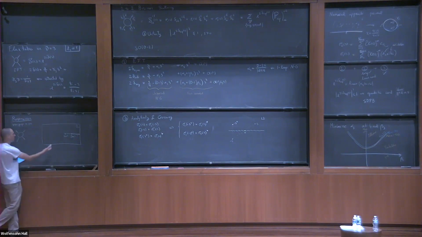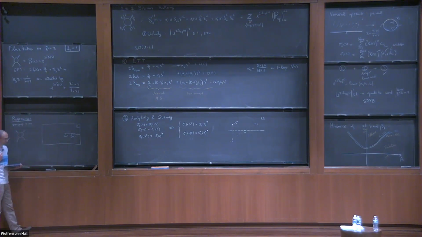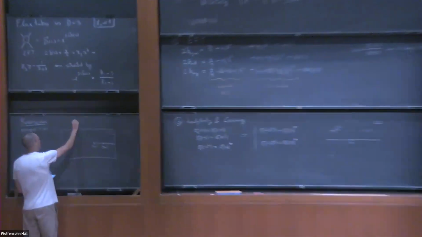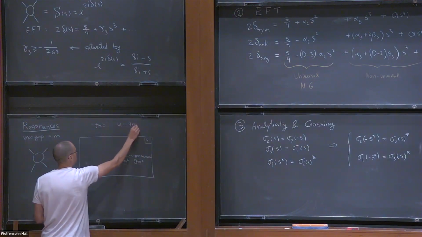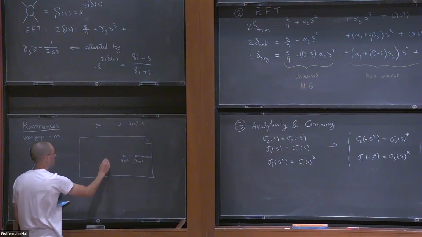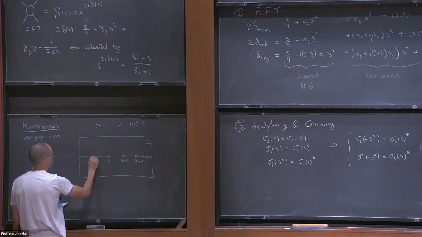And of course, then you have the crossed cut. In this case, you still have, say, forward scattering, so T is still 0. So U is 4m squared minus S. The crossed cut starts at 0. And then there are all the other cuts.